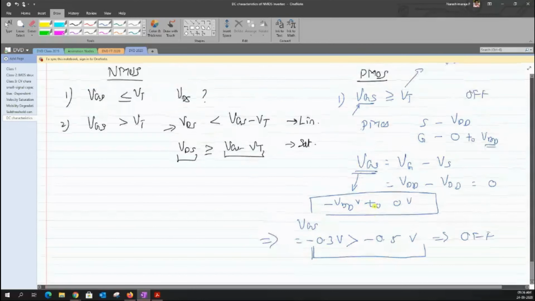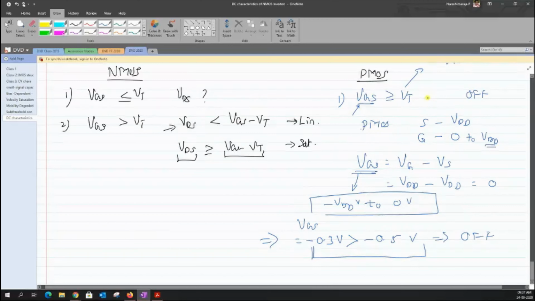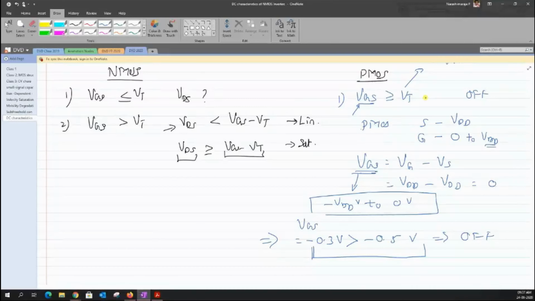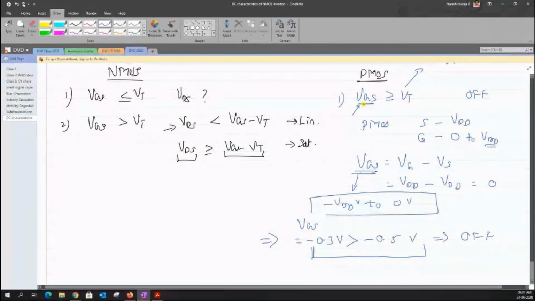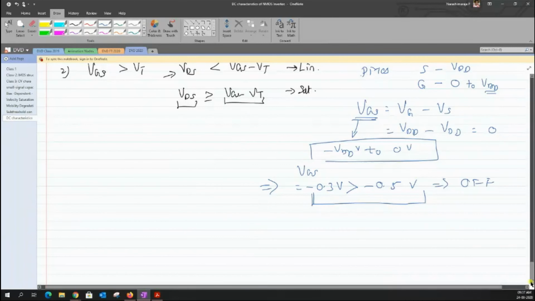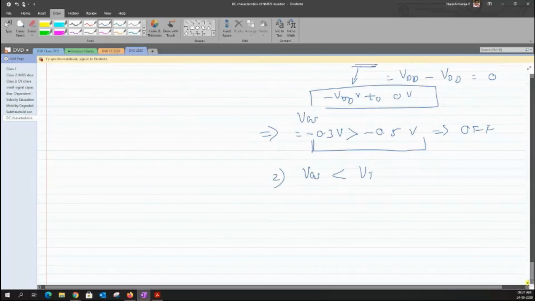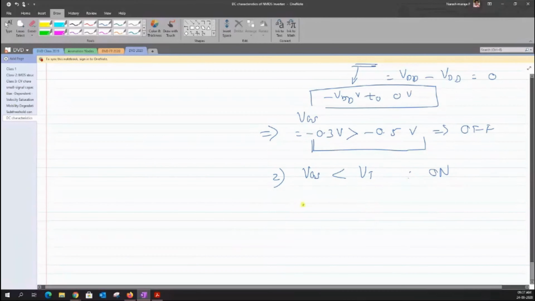So now I hope you're clear with this first expression, whether the transistor is on or off. Just by comparing who is more negative, I can say whether the transistor is on or off. If the value of VGS is less negative than the negative value of VT, then the transistor is off. If the value of VGS is more negative than the value of VT, then the transistor is on. That's it. Now let us go for the other condition, where my VGS is more negative. Clear? Under this situation, the transistor is on, and now I have to see whether I am in the linear region or in the saturation region.